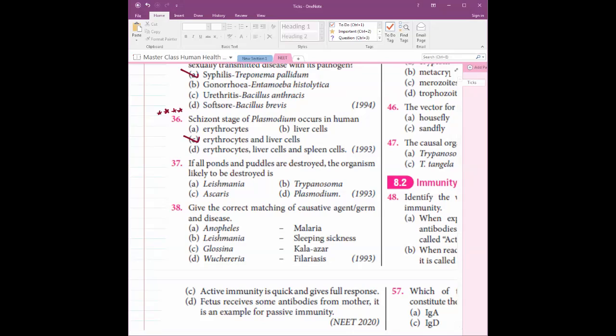So once again, guys, keep your eyes open for this question. Depending upon the options presented, the answer also keeps on changing.